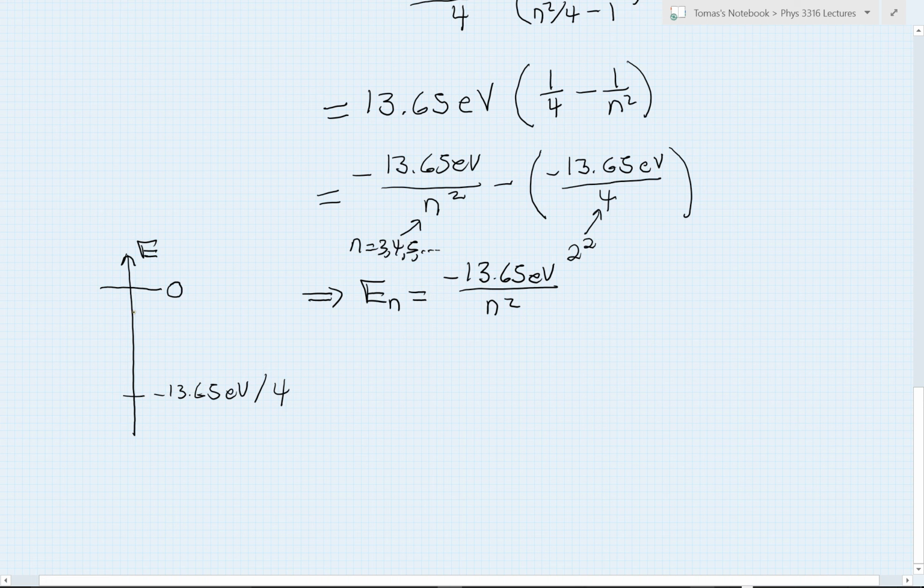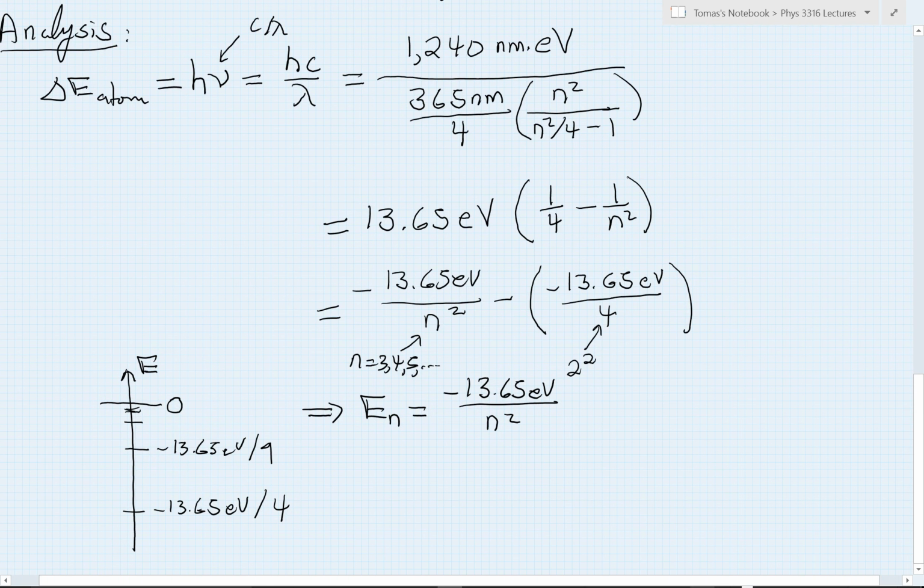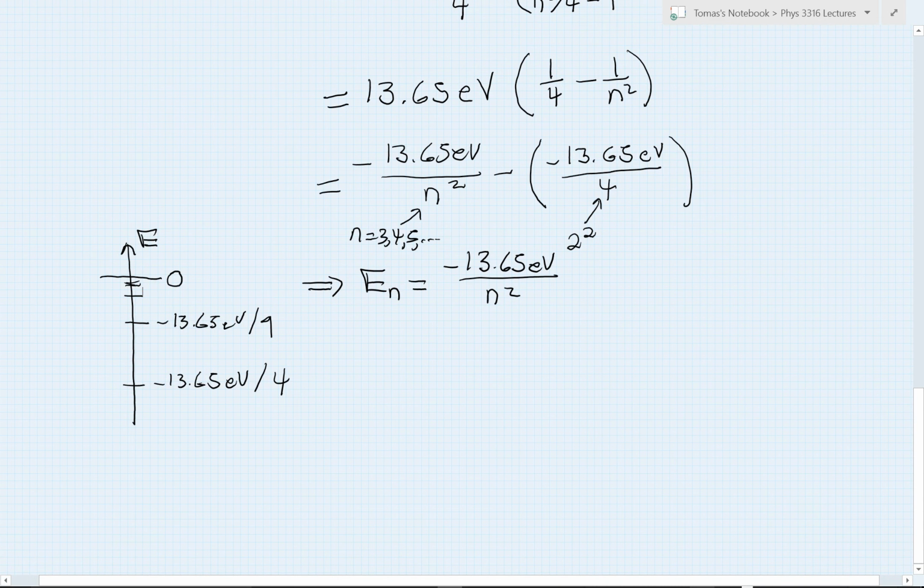That would be divided by 9, which is about half of 4, so it's probably somewhere around here, about minus 13.65 eV divided by 9, and then you can do it divided by 16 and 25, and you have a whole series here. And what we seem to be seeing is that these observed energy differences that correspond to my photon energies occur because I go from one of these levels down to this lower energy level. The energy of my atom goes lower.